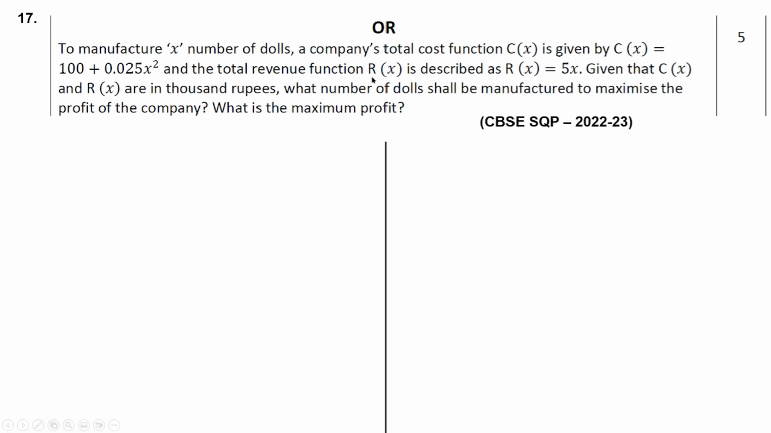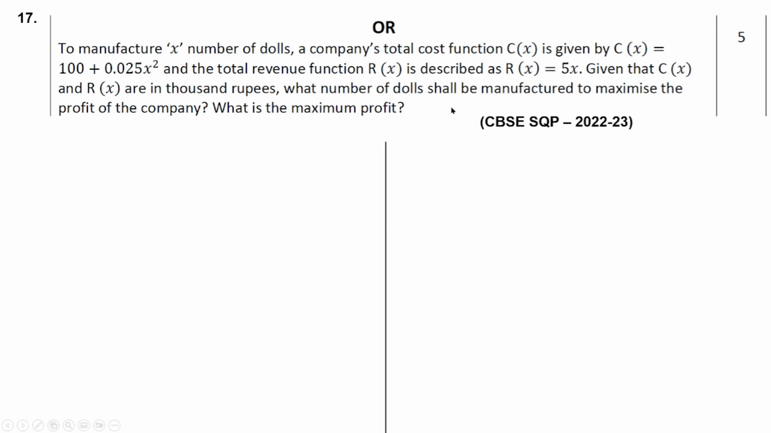Now we have the OR part of the same question. There is an internal choice in this question. To manufacture x number of dolls, a company's total cost function C of x is given by C of x equal to 100 plus 0.025x square, and total revenue function R of x is 5x. Given that C of x and R of x are in 1000 rupees, what number of dolls shall be manufactured to maximize the profit of the company, and what is the maximum profit?